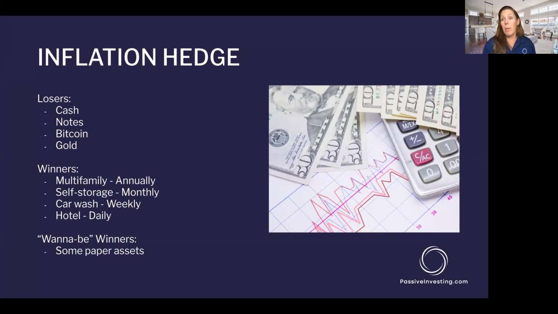Winners are multifamily, where we can adjust the rents annually. Self-storage, we can adjust them monthly. Car washes, we can adjust them weekly, and hotels, we can adjust them daily. And wannabe winners are paper assets. Especially with the S&P 500, which is investment in business, we hope that the business is taking advantage of inflation, adjusting their income and their costs, thereby increasing their own net operating income, which puts investor share pricing in a better position, but it's not a direct correlation.